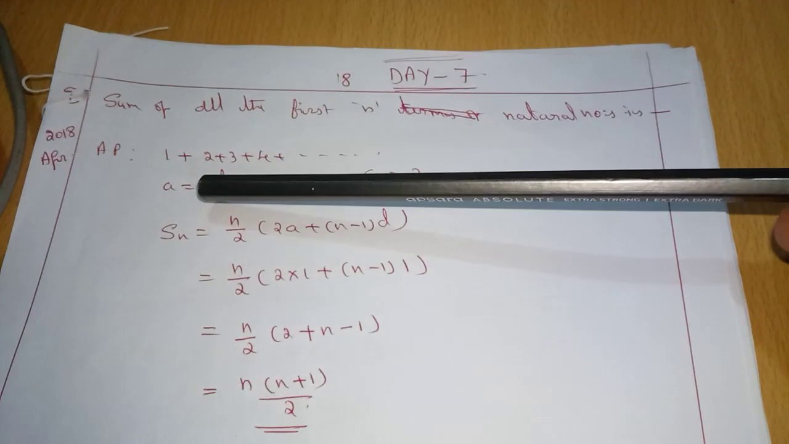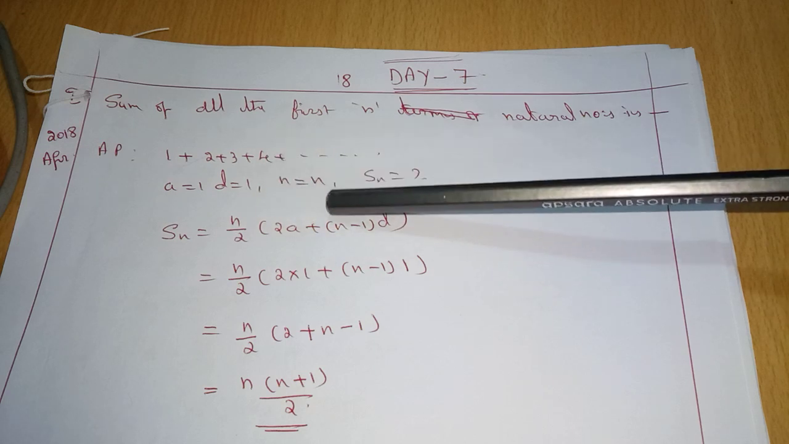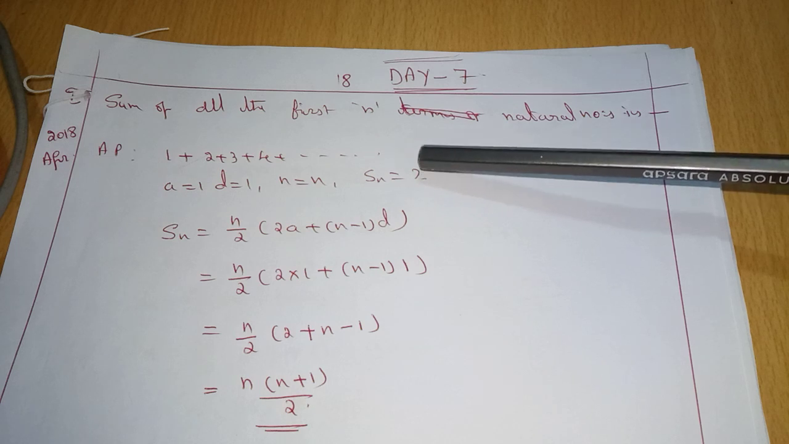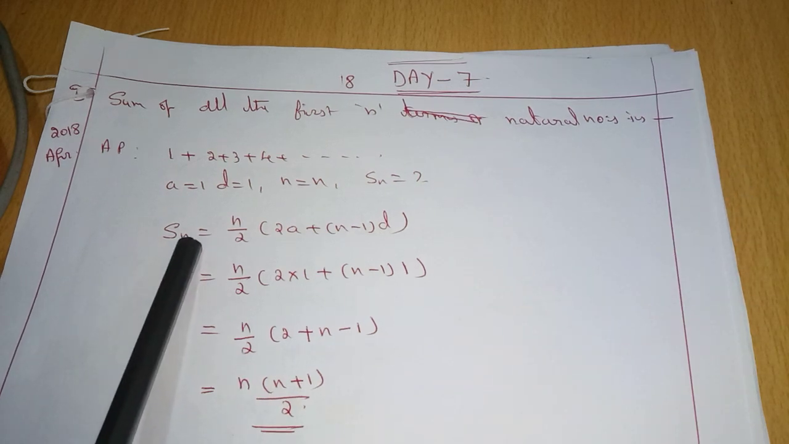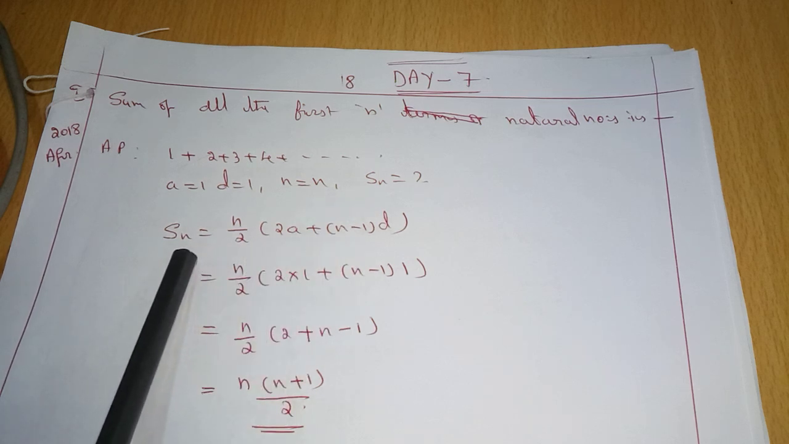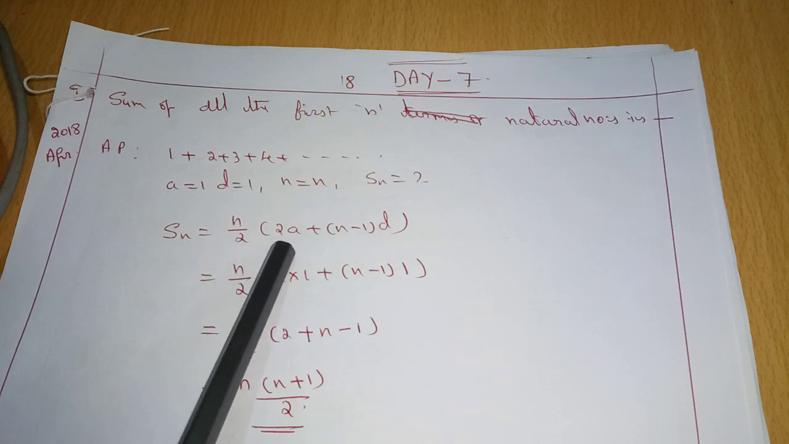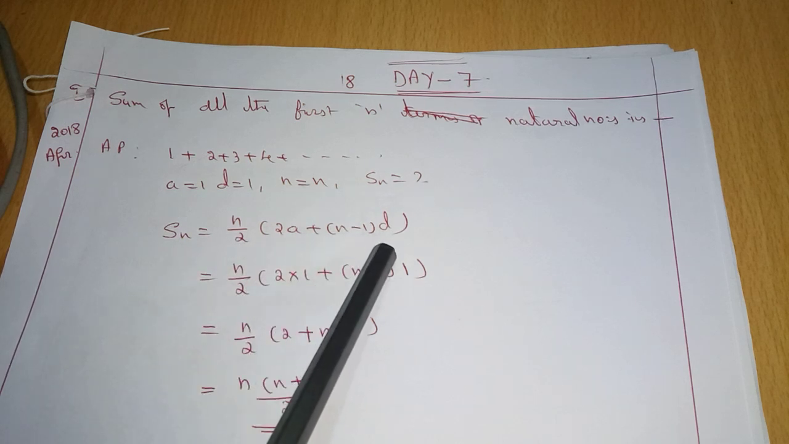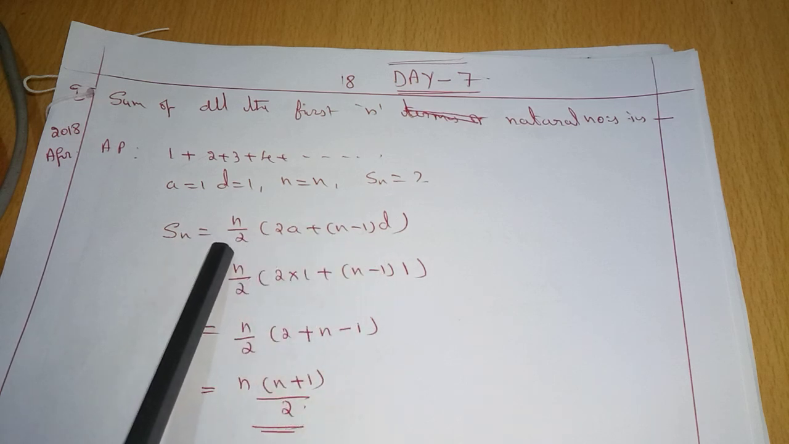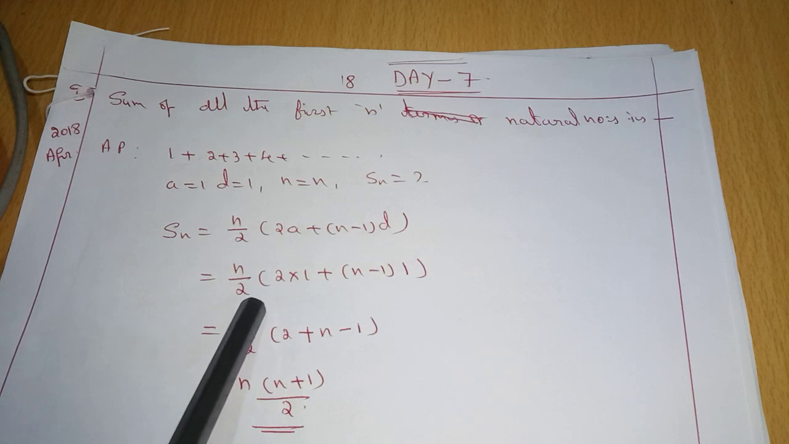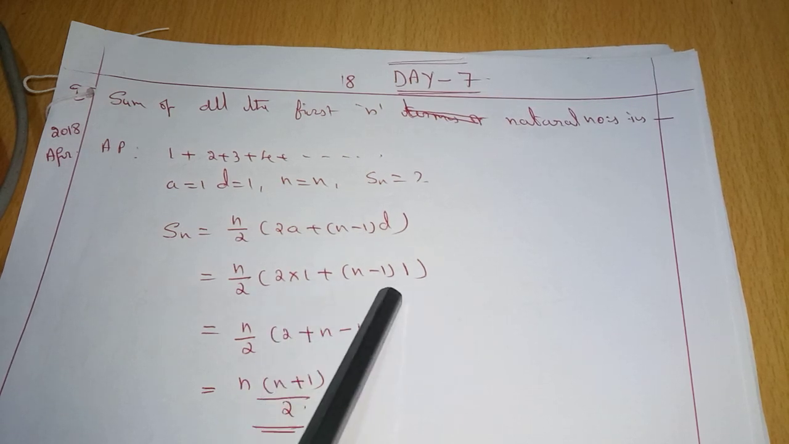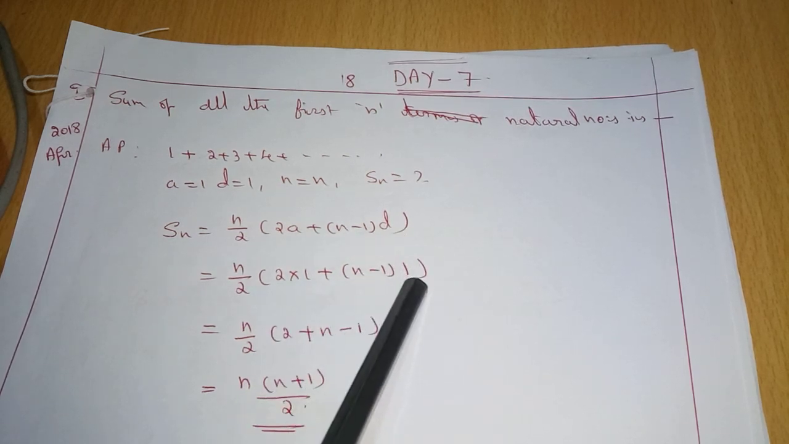In place of a, how much did you write? 1. d also 1. N terms, therefore n is equal to n only. We have to find Sn. Next, let us write the formula. Sn is equal to n by 2 into 2a plus n minus 1 into d. I hope you have all memorized the formula. Next, n by 2 into, in place of a how much? 1. Therefore 2 into 1 plus n minus 1 into, in place of d how much? 1.